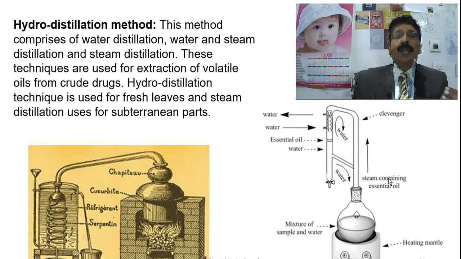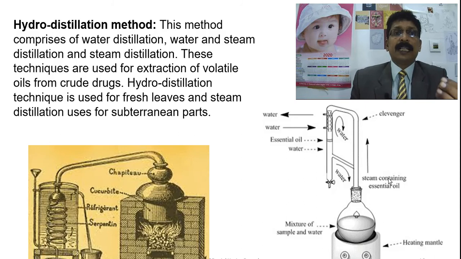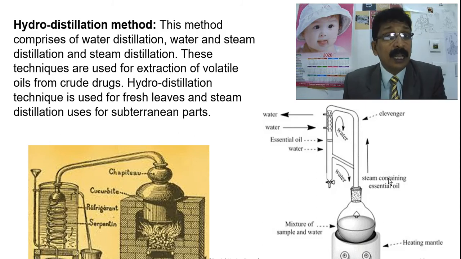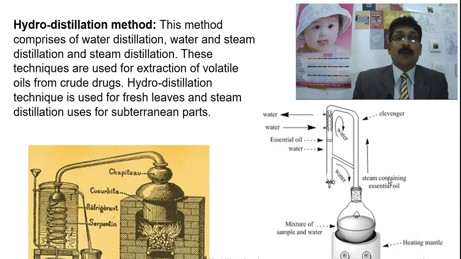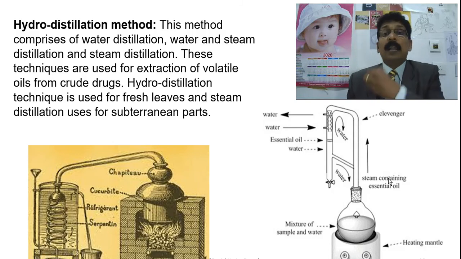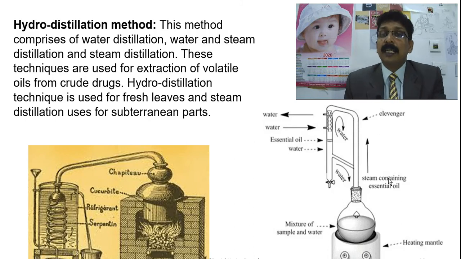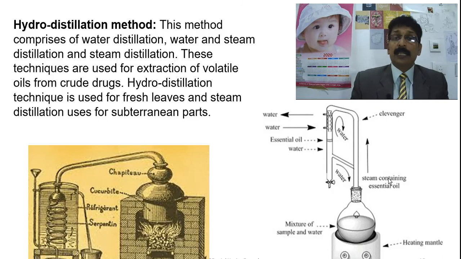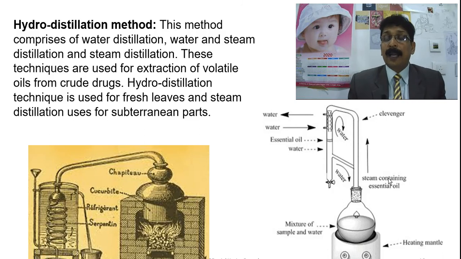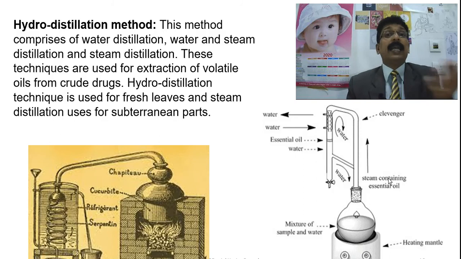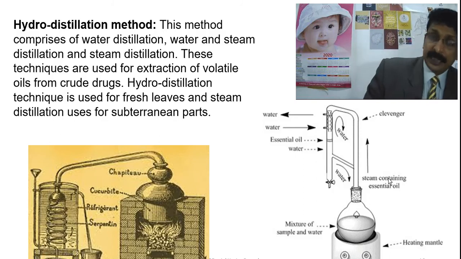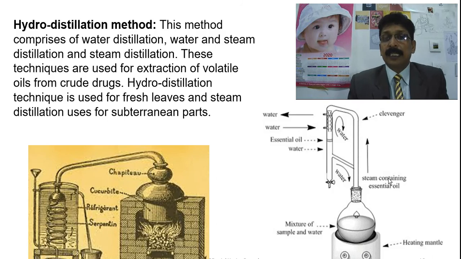How the hydro-distillation technique is used for fresh leaves, and steam distillation for the subterranean parts. Leaf, stem and flowers can also be used, but most of the time it is leaves, as we have done. As I told, you can even see the grass oil and Ramachan, which are very common in our high range area. We used to do this extraction by means of distillation technique.